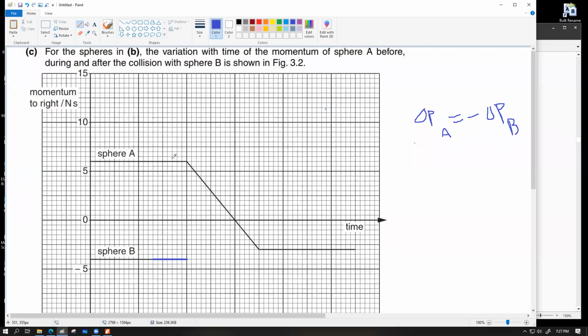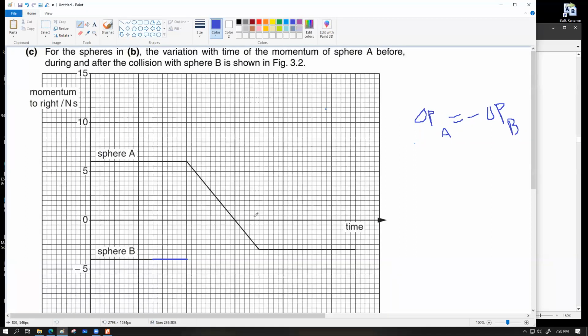Now, other than actually measuring the value over here, have a count of how many divisions this initial momentum of sphere A dropped from the starting value. How many divisions did it drop down? Count. 12 plus 6. 18, right? So sphere A momentum got reduced by 18 divisions. So sphere B momentum should increase by 18 divisions as well over the same duration of time.